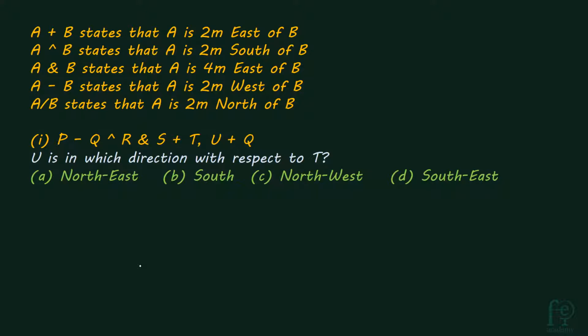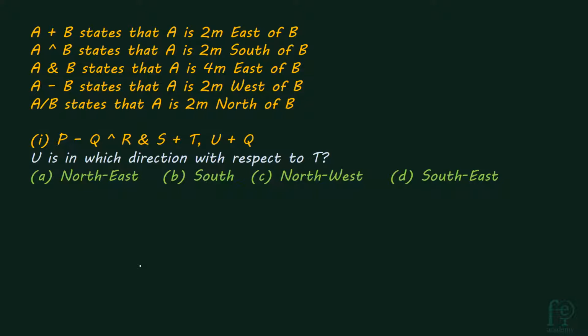A plus B states that A is 2 meter east of B. A raised to B states that A is 2 meter south of B. A and B states that A is 4 meter east of B. A minus B states that A is 2 meter west of B. A by B states that A is 2 meter north of B.